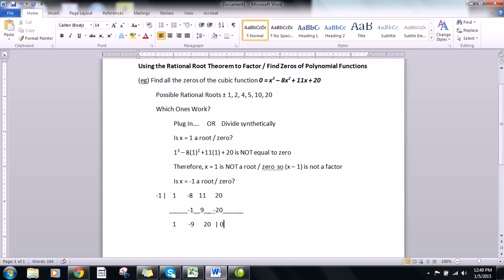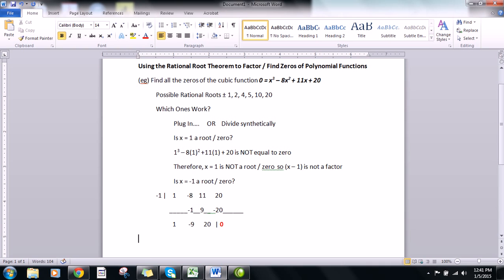That's my remainder, right? So since I have a remainder of 0, that means that -1 is a root, which also means x plus 1 is a factor. Okay, so here's where the rational root theorem has helped me. I only had to check a couple, thankfully, and I already got one. So yes, -1 is indeed a root.